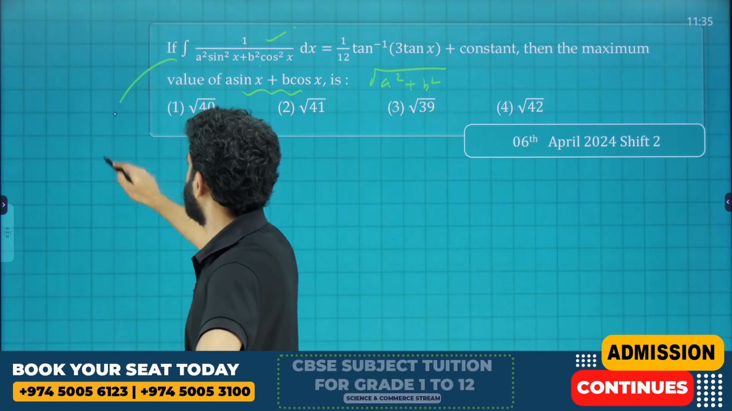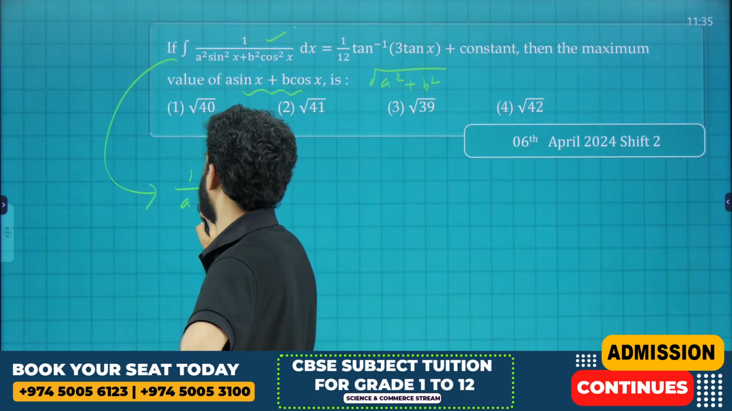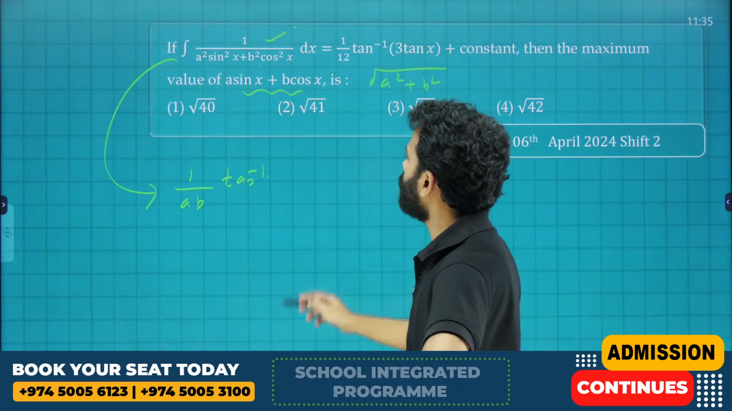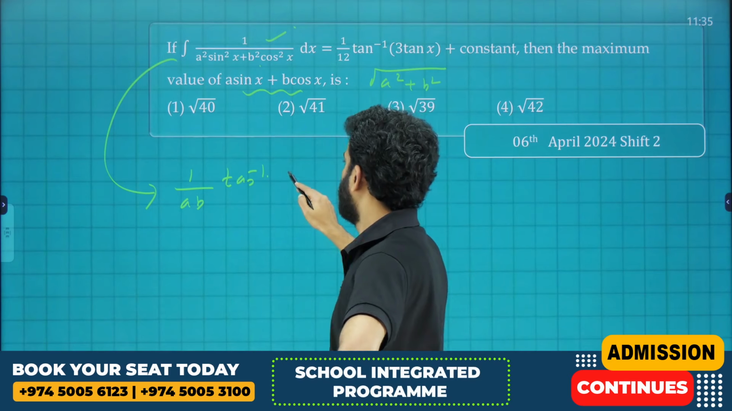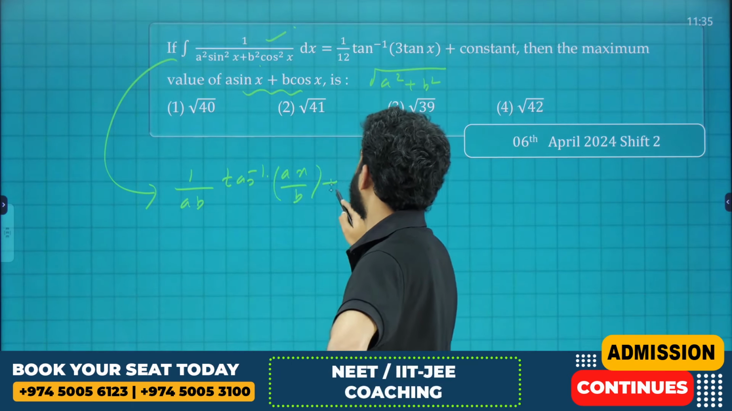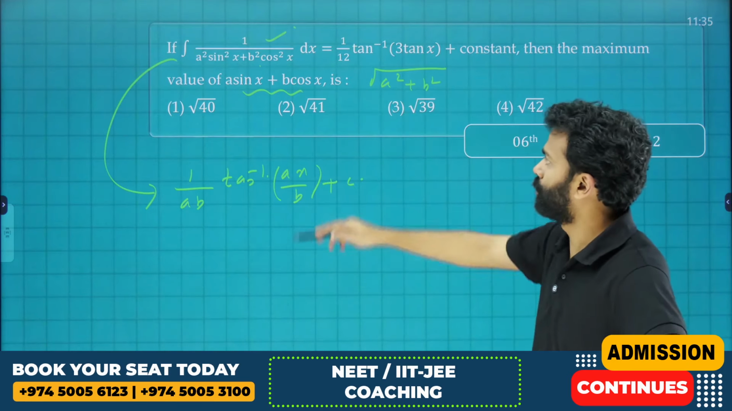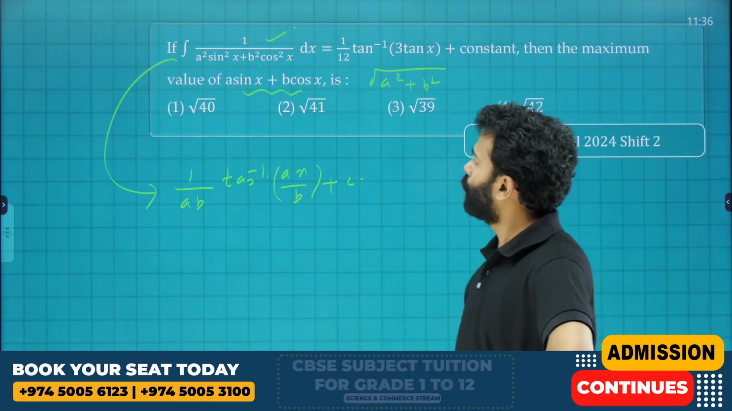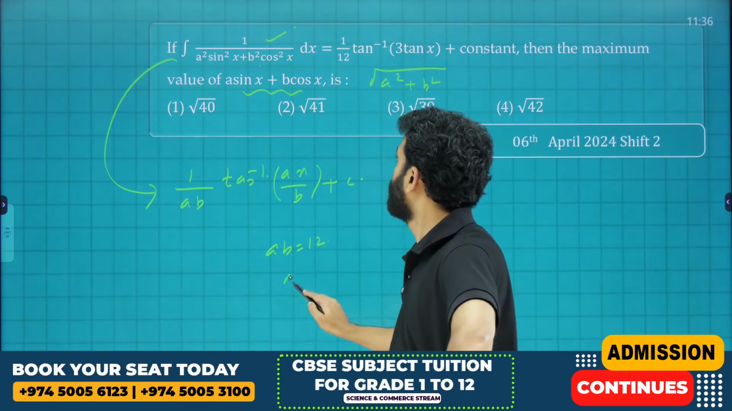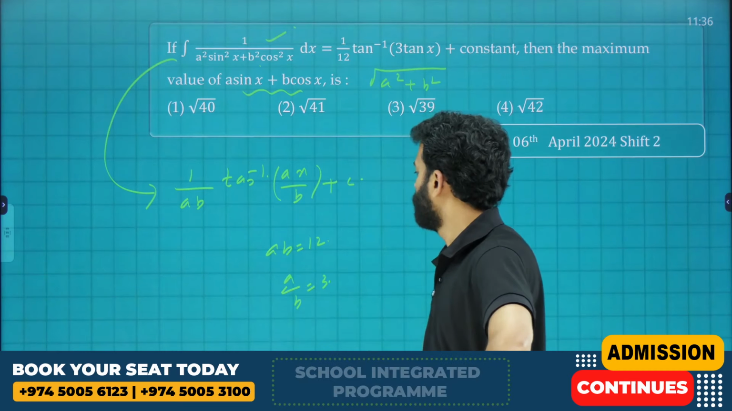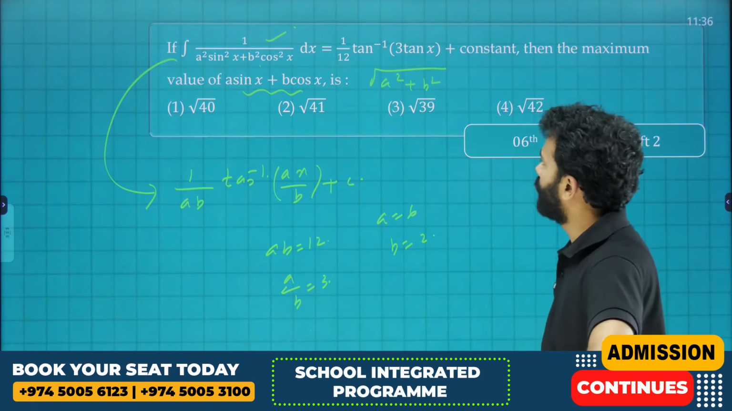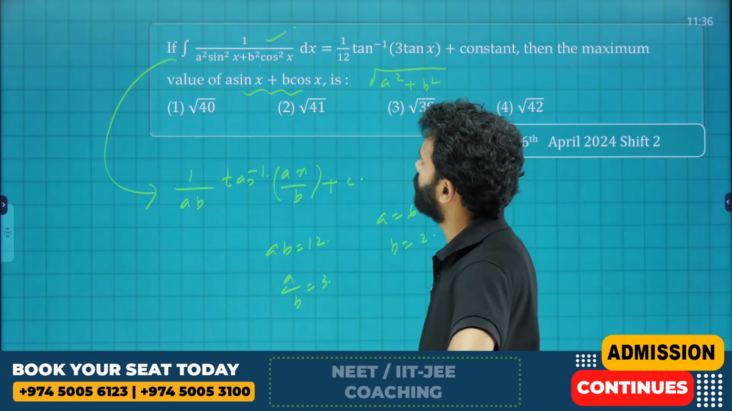The result of this integral is 1 by ab into tan inverse of a tan x by b, plus c. This is the final answer of this one. It's a ready-made formula. So what is ab here? ab is equal to 12, and what is a by b? a by b is equal to 3. So what is a? a is 6 and b is 2. That's all.